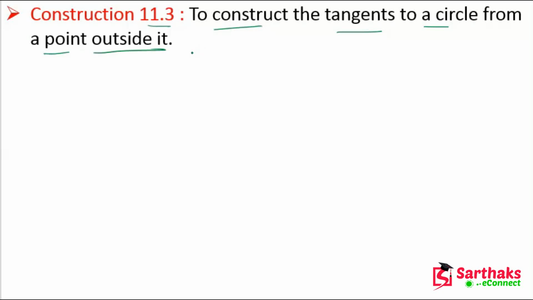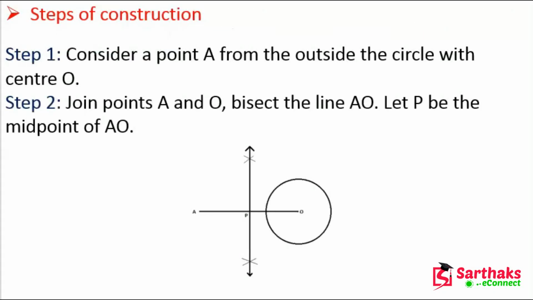There are some steps to solve these problems. Let's see them now. Step number 1 of the construction is, first of all we have to consider a point A outside the circle with center O.